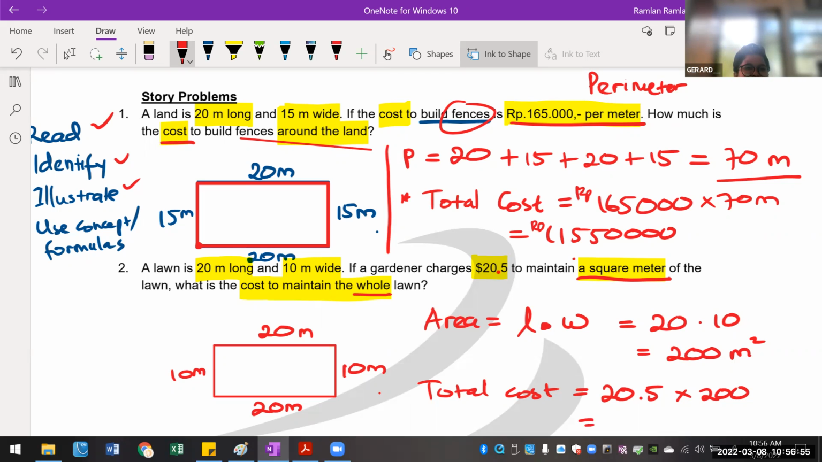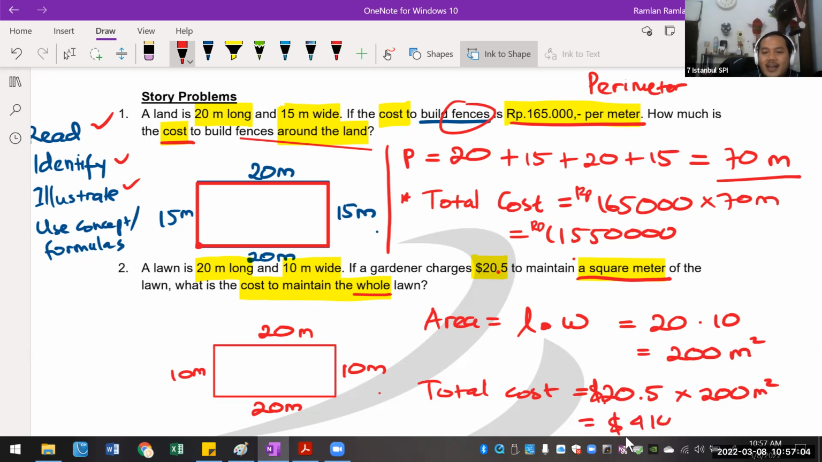4,100 what? Dollars. Okay. Don't forget to write down the unit. So the price is $4,100. So expensive.